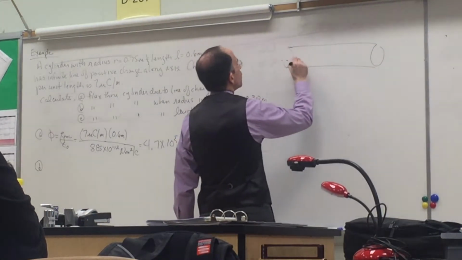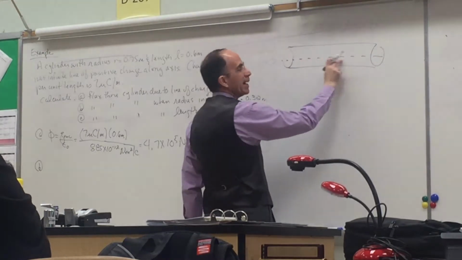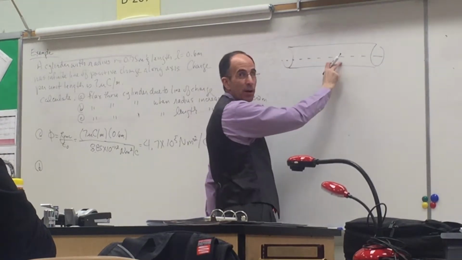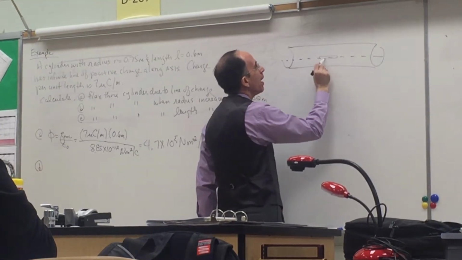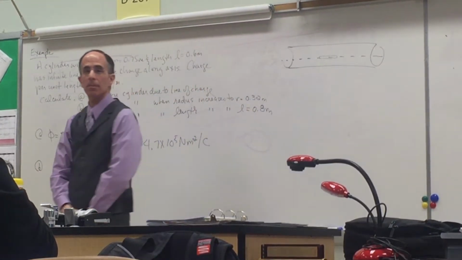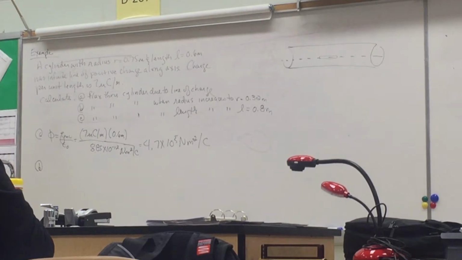So yes, we have a cylinder we're looking at. You have a line of charge, and we want to find the flux through the cylinder. Our Gaussian surface is right on the line. But we want to find the flux through the cylinder itself. And we can only detect the flux as it goes through the Gaussian surface.